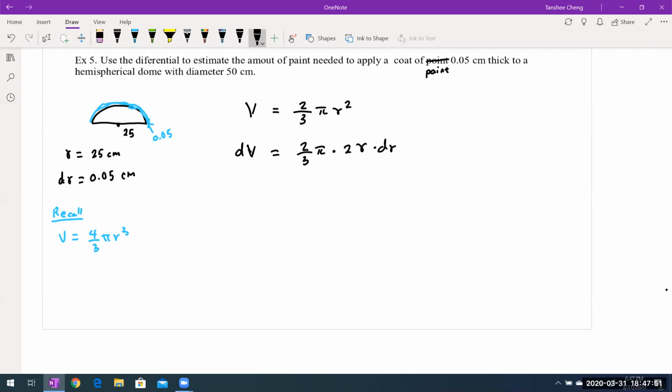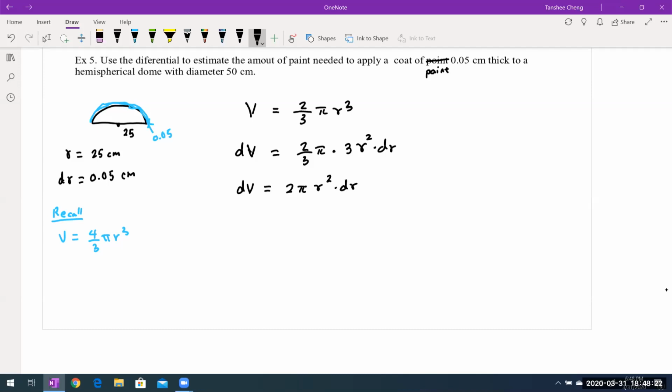Isn't it r cubed? Oh, r cubed. Thank you, I made a mistake right here. So r cubed, this will become cube and then 3 and a square. Thank you, I copied it wrong. So now if I simplify a little bit, the differential of V is equal to 2 pi r squared times dr.